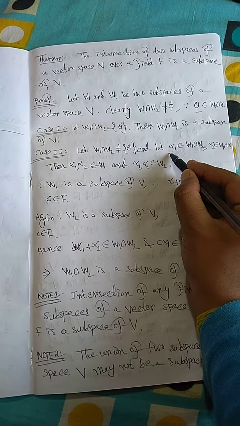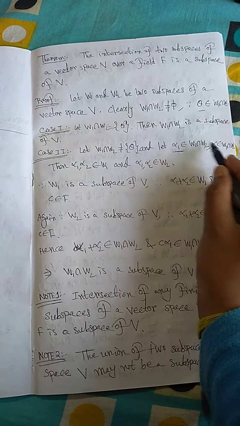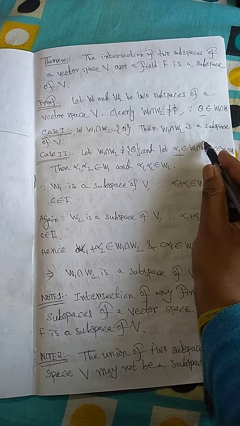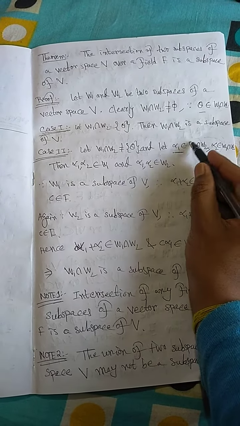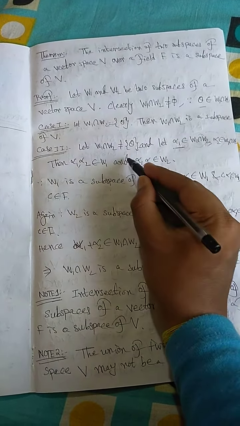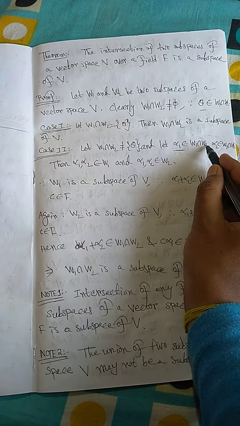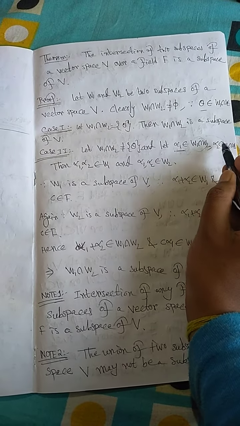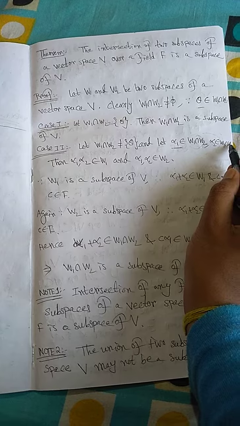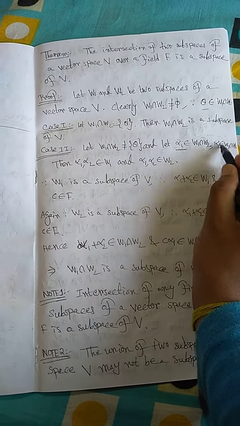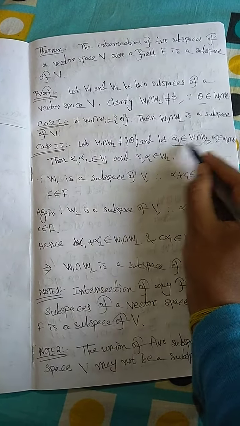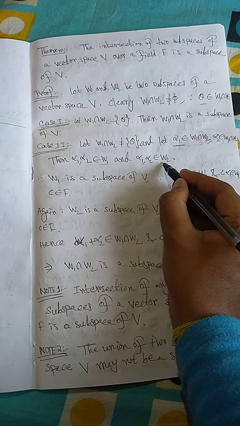Now let us choose two non-null vectors alpha 1 and alpha 2 from the intersection. Alpha 1 belongs to this intersection means alpha 1 belongs to both W1 and W2. Alpha 2 belongs to this intersection means alpha 2 belongs to both W1 and W2. That means alpha 1, alpha 2 both belong to W1, and alpha 1, alpha 2 both belong to W2.